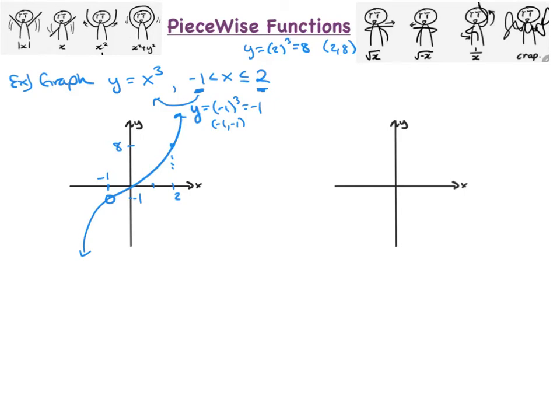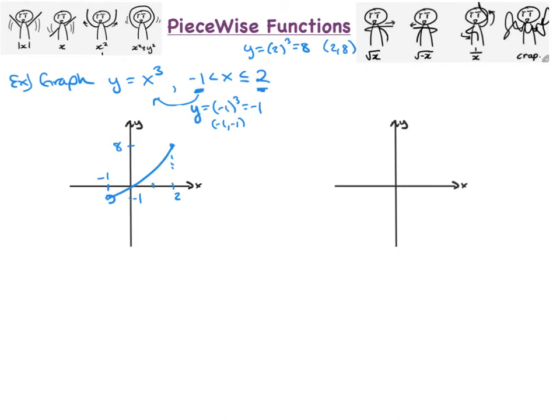It is equal to here, so I'll have a closed dot at 8, and I only want the piece where the x's are in between these two values, so I only want this piece in here. So I'm going to get my eraser, and I'm going to erase everything else. So there's the graph of y equals x cubed, only with the piece between negative 1 and 2.